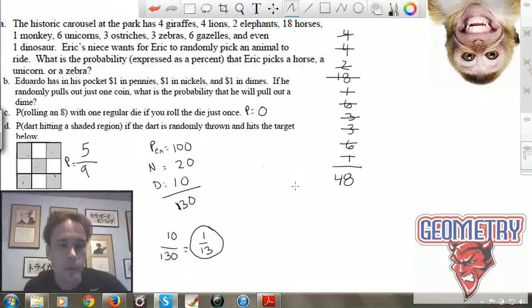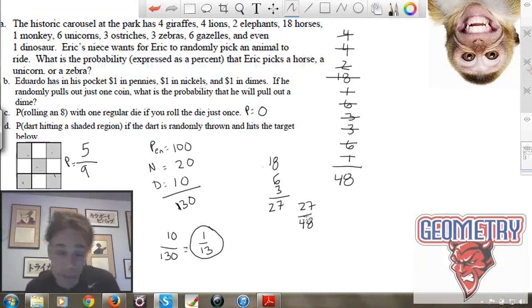And we want to figure out the probability if he randomly picks a horse. Okay, well there are 18 horses, a unicorn, there were 6 of those, or a zebra, and there were 3 of those. So if we add this together, 18 plus 6 plus 3, we get 27. So the probability of him picking a horse, a unicorn, or a zebra is 27 out of 48.